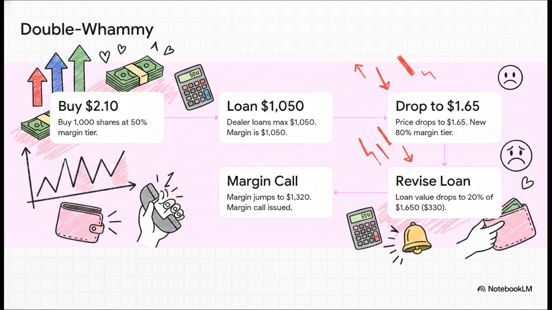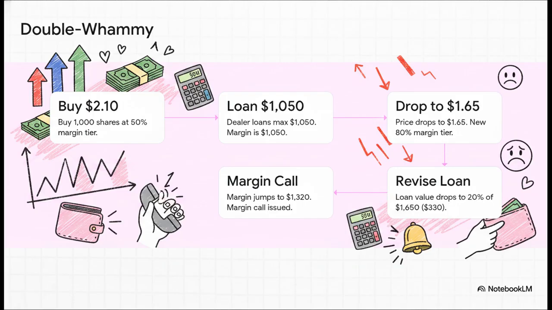So, Step 4, the dealer will now only loan you 20% of the market value. Let's do the keystrokes. On your calculator, punch in 1650, hit the multiply button, type 0.20 and hit equals. Boom, $330. The dealer's maximum loan to you is now just a measly $330. Step 5. Your new margin requirement is that $1,650 market value minus the $330 loan. That means you must have $1,320 sitting in your account.